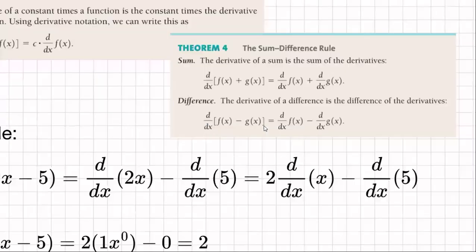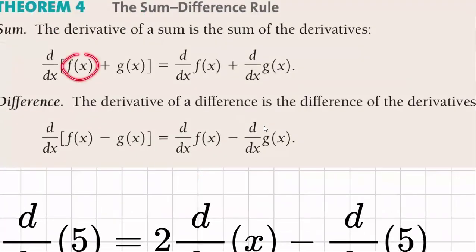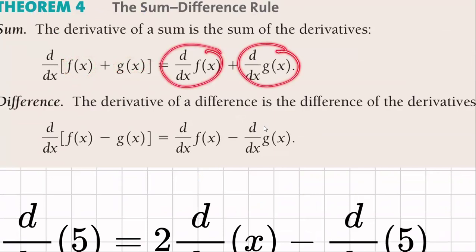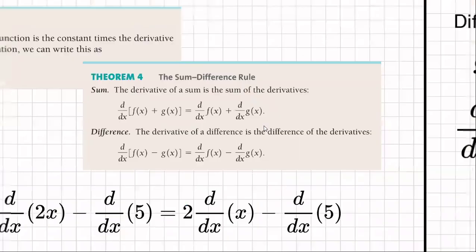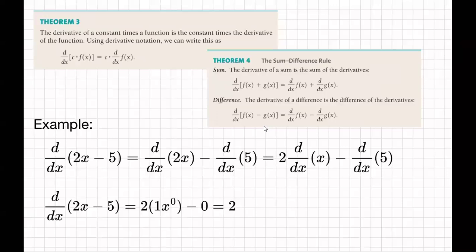Now, as far as the sum and difference, what they're showing here is if you have multiple terms involved or different functions, you can take the derivative of each one of those terms or functions that are being added or subtracted separately, okay? Similar to what we see with the distributive property. So that's what I did here, okay?